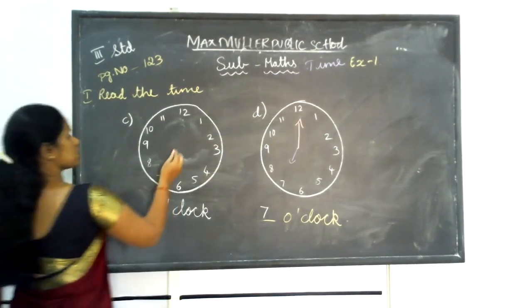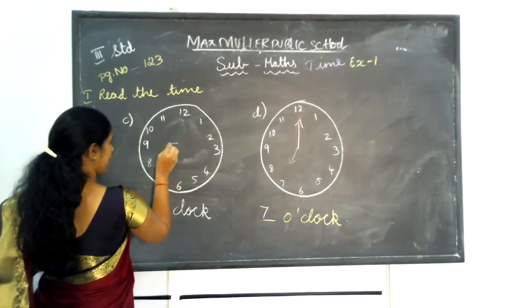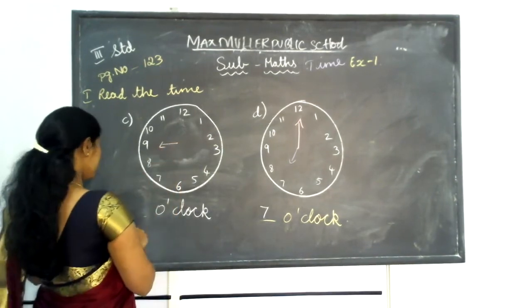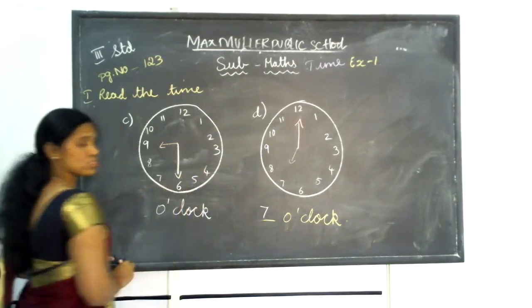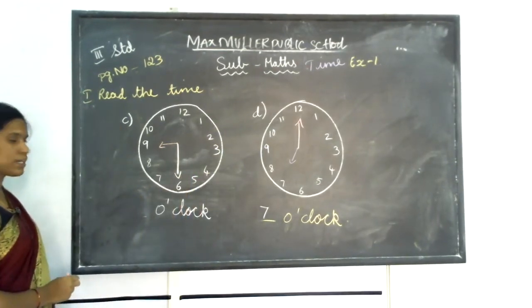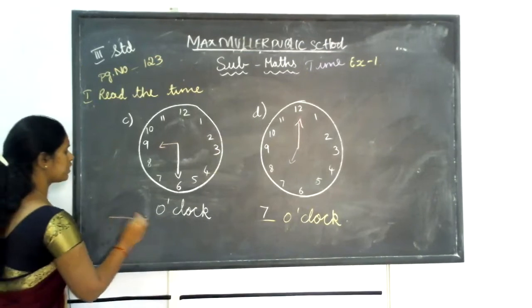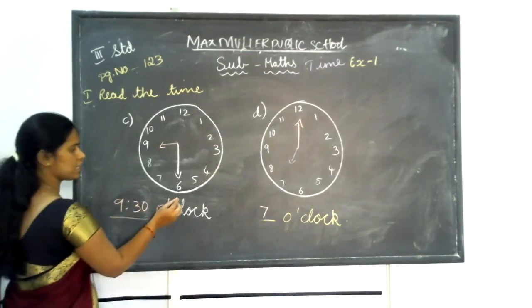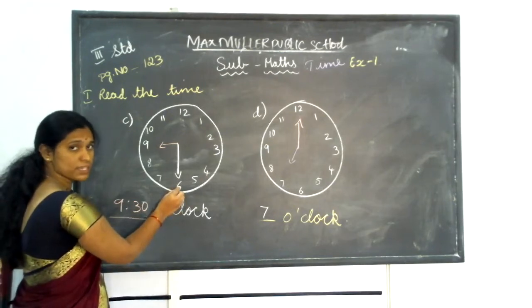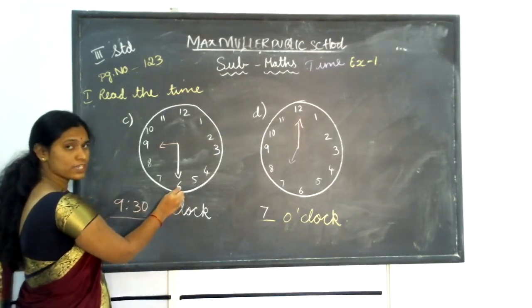Now, the short hand is showing 9. The long hand is showing 6. So what is the time now? It is 9:30. 5 sixes are how much? 30. All of you know tables, no?